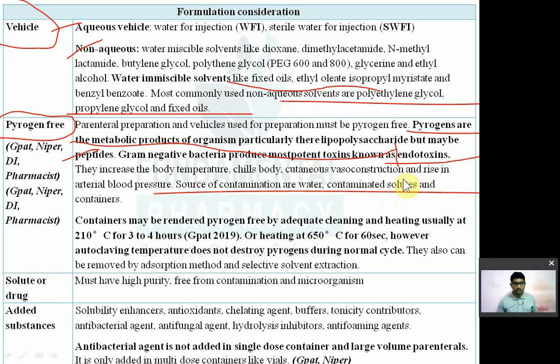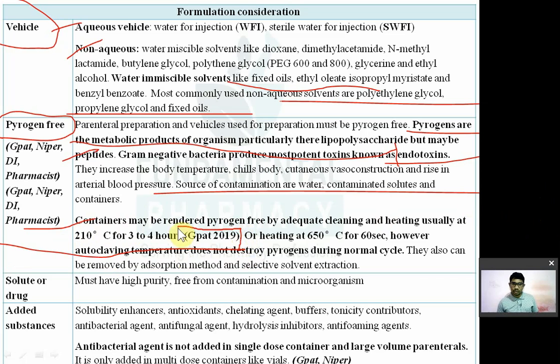Now what is the source of contamination of this pyrogen? The sources of contamination are the water, whatever water you are using for making water for injection or for the vehicle, so that water may consist of pyrogen, or contaminated solids may be there, and containers may also have some bacteria. That's why, as the question was there in GPAT 2020, what was the question? This line: container may be rendered pyrogen free by adequate cleaning and heating at 210 degrees Celsius for 3 to 4 hours. So there was this question in GPAT 2019.